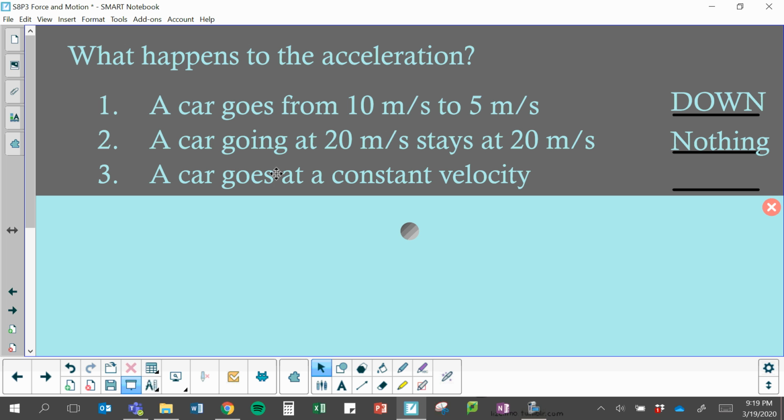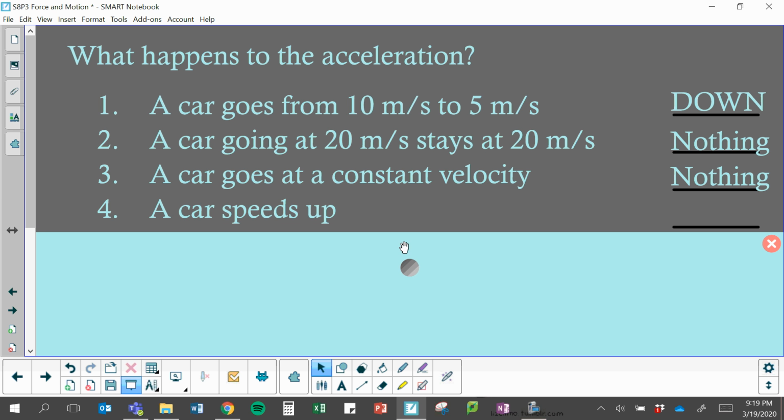Number 3, a car goes at a constant velocity. Same thing. Again, nothing. This is the same way of saying what's happening in number 2. Constant means not changing. So the velocity is not changing, and therefore it's not accelerating. Number 4, a car speeds up. And in this one, our acceleration is going up. We are getting faster.